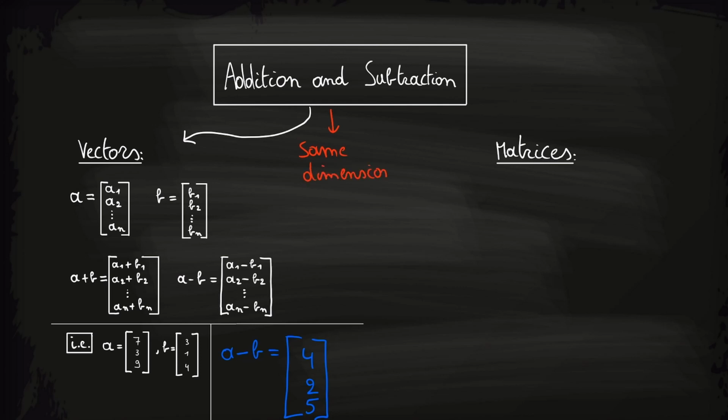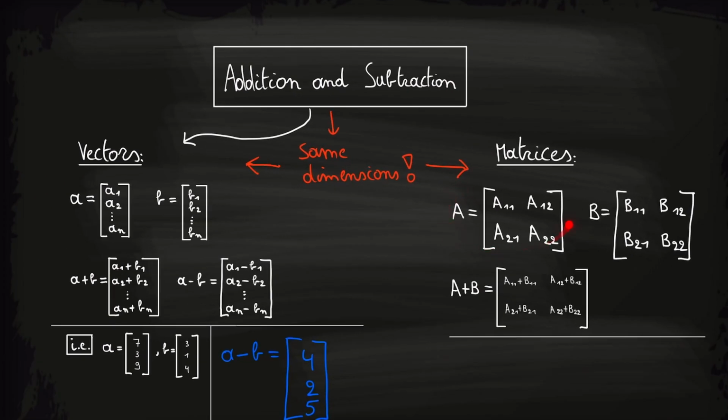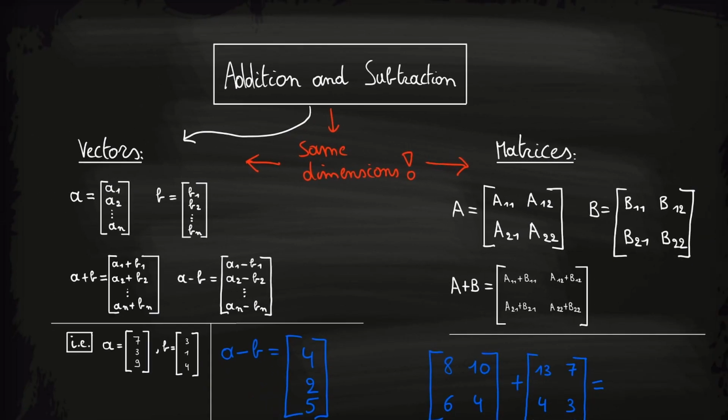For matrices, on the other hand, the same rules apply. So in order to add or subtract two matrices, they also need to have the same dimensions. Let's assume we have these two matrices, A and B. Then we can add or subtract like this. We can look at an example where we add two matrices. In fact, we just add each a subscript i, j element with each b subscript i, j element. Subtraction is done in the exact same manner.